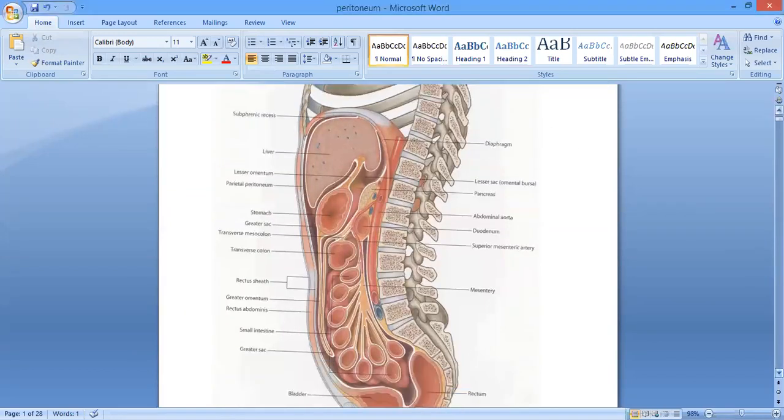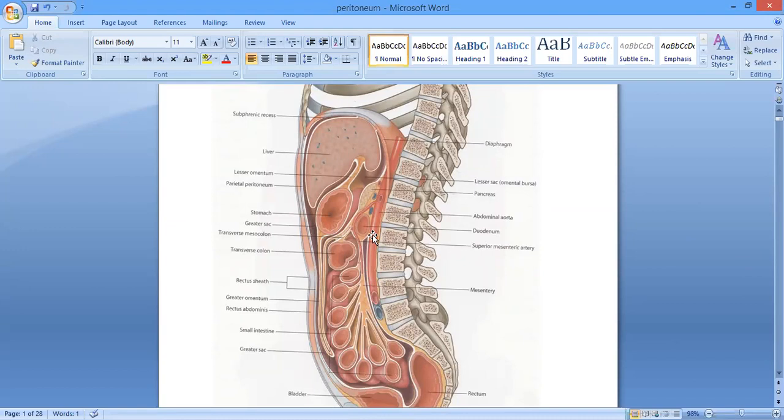It's a Greek word and it means stretched over. So it's a membrane basically which is going to be stretched all the way from the undersurface of the diaphragm, from the abdomen down into the pelvis. And it is going to stretch along all the contents of the abdominal cavity.